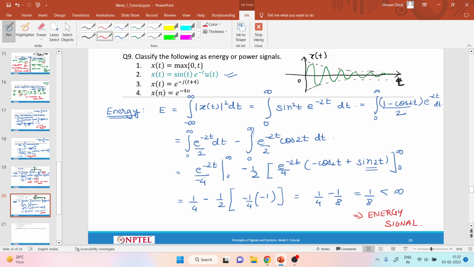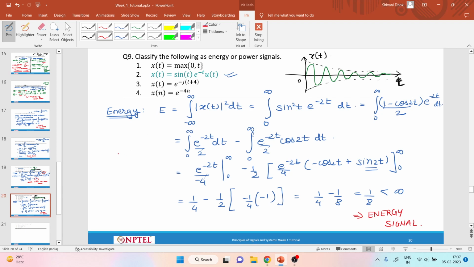Madam, without even computing the integral, by looking at the graph, we can say that it is a diminishing signal, so energy is finite. We can conclude. Yes, but it is better to be sure many times by solving.